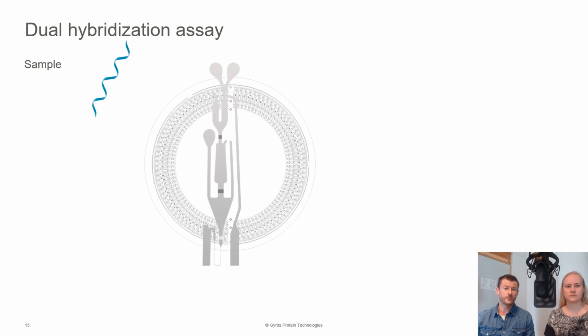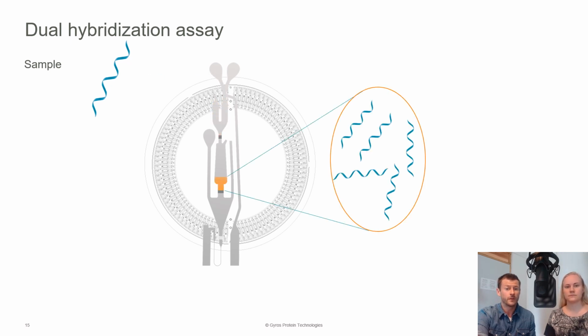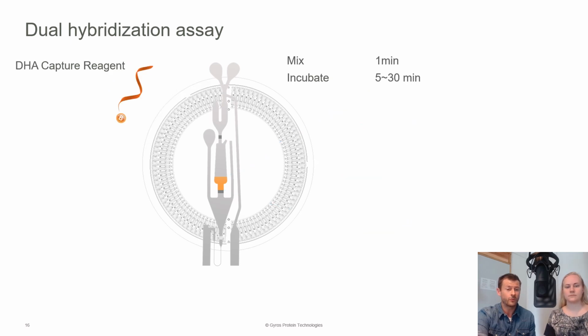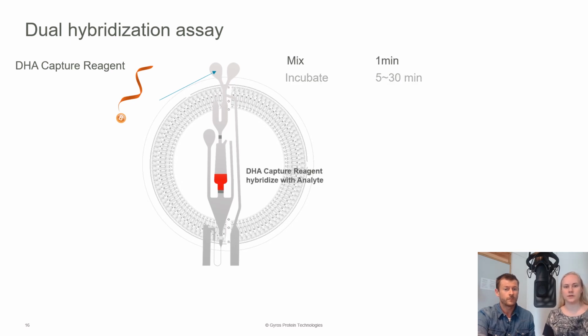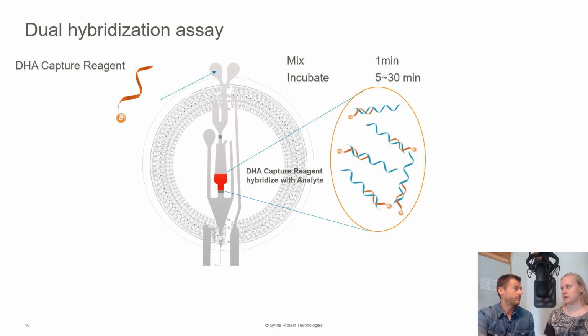So the first step of this dual hybridization will be the addition of the sample in the CD. The sample is going through the mixing chamber, and then the capture probe is going to be added to the CD as well. These two are then mixed in the mixing chamber with the 1 minute mixing sequence, and then incubated for between 5 to 30 minutes, depending on how long you want to have it there.